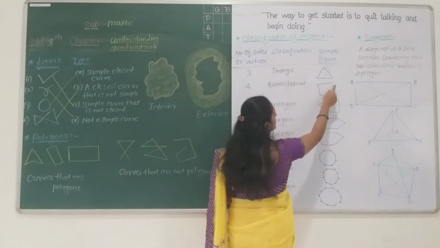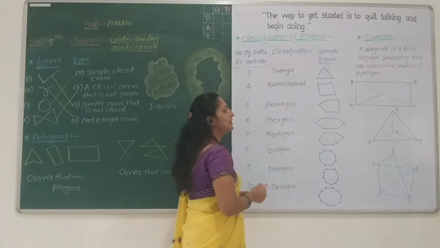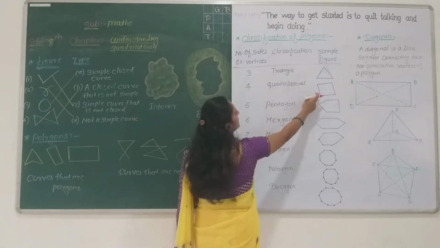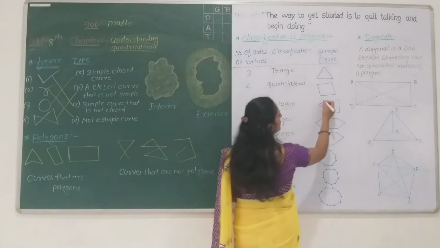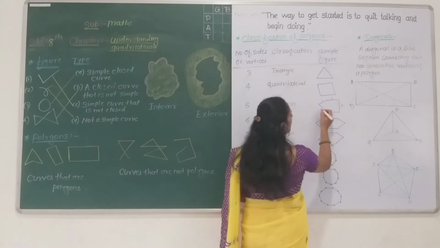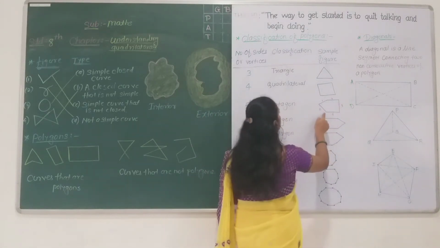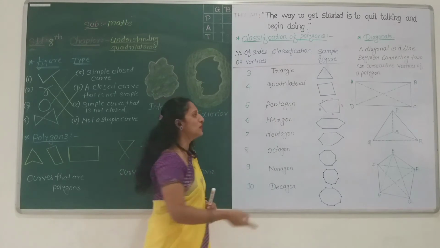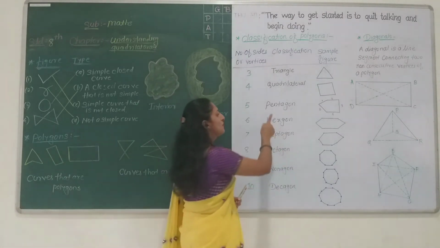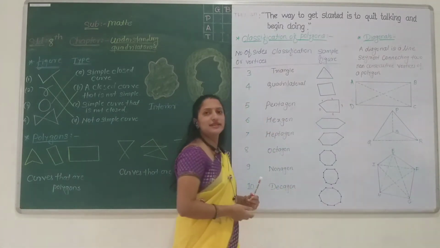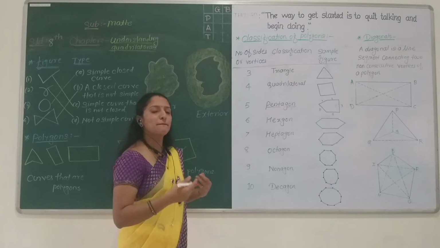Now look here: 1, 2, 3, 4. Four vertices and four sides. So a four-sided polygon is called a quadrilateral. Now the next one: 1, 2, 3, 4 and 5. This polygon contains 5 sides and 5 vertices, and a polygon having 5 sides is called a pentagon.